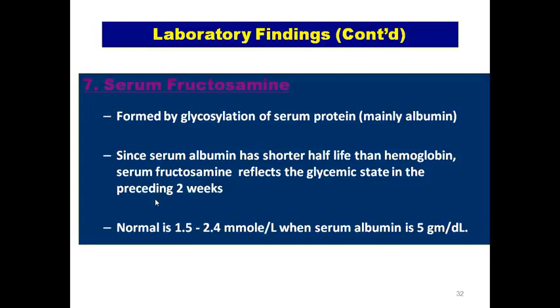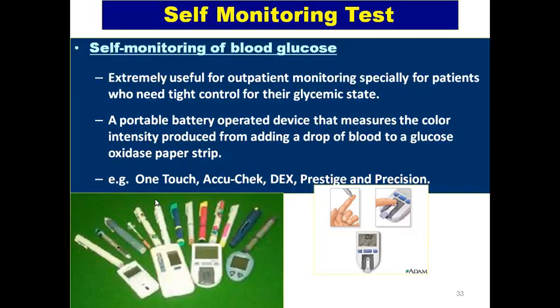So their fasting sugars will be high, but they will be having low HbA1c, and we will be misdirected that the patient doesn't have diabetes, or his diabetes is controlled. In fact, the patient is having anemia. This can be iron deficiency anemia or thalassemia. So in such cases, serum fructosamine helps in follow up of these patients.